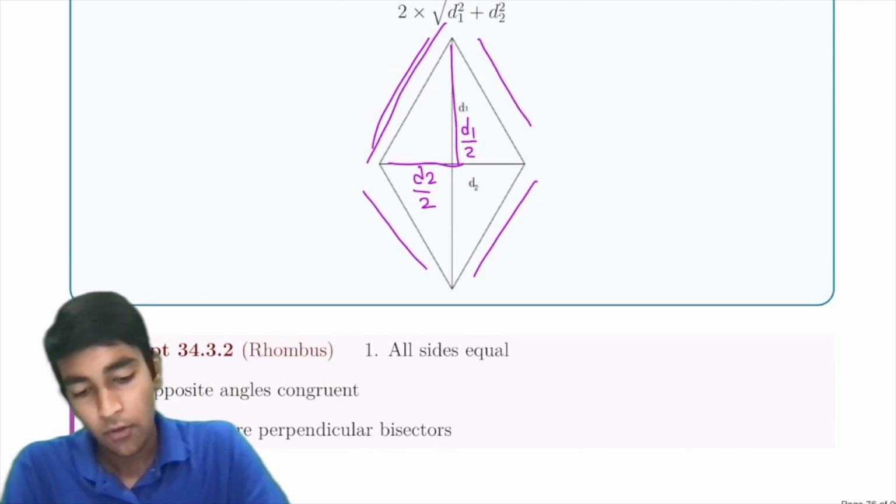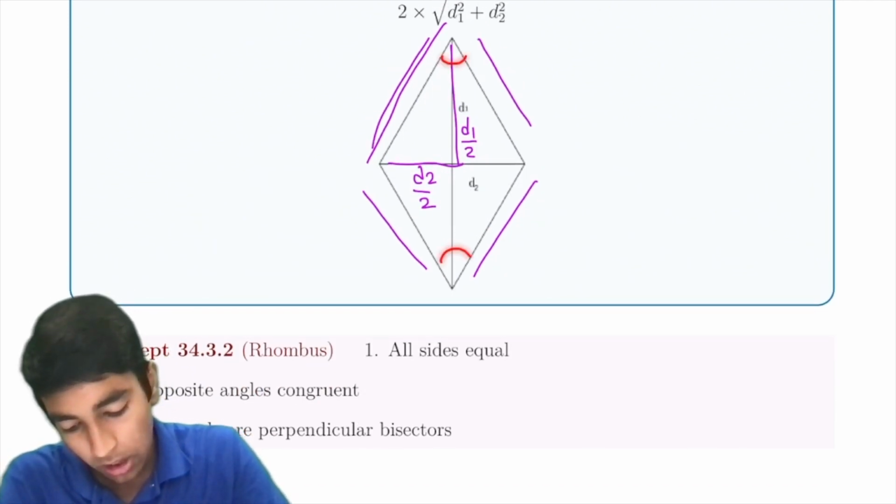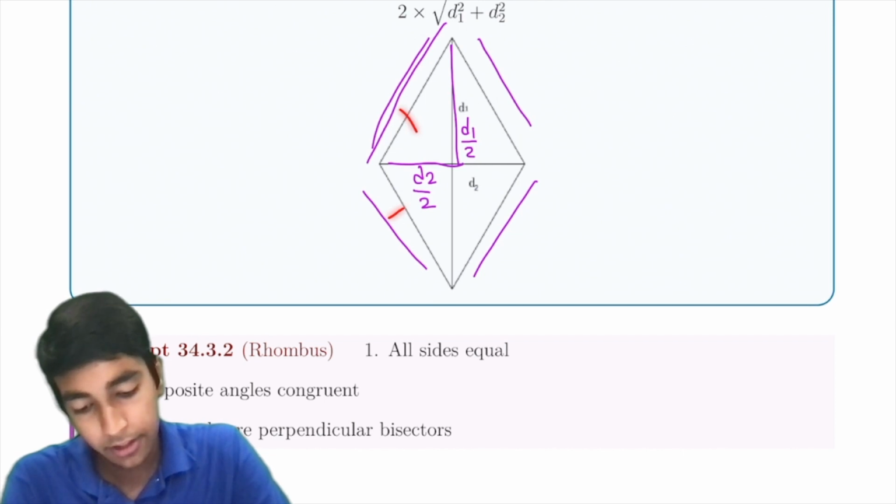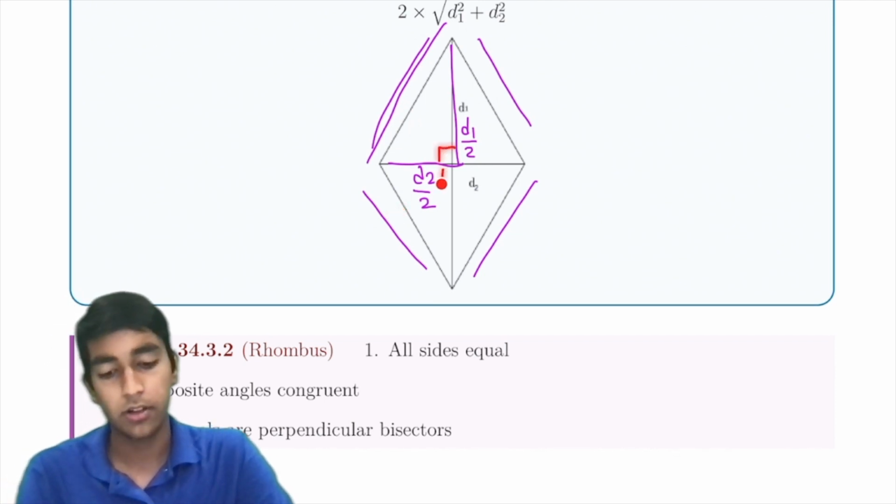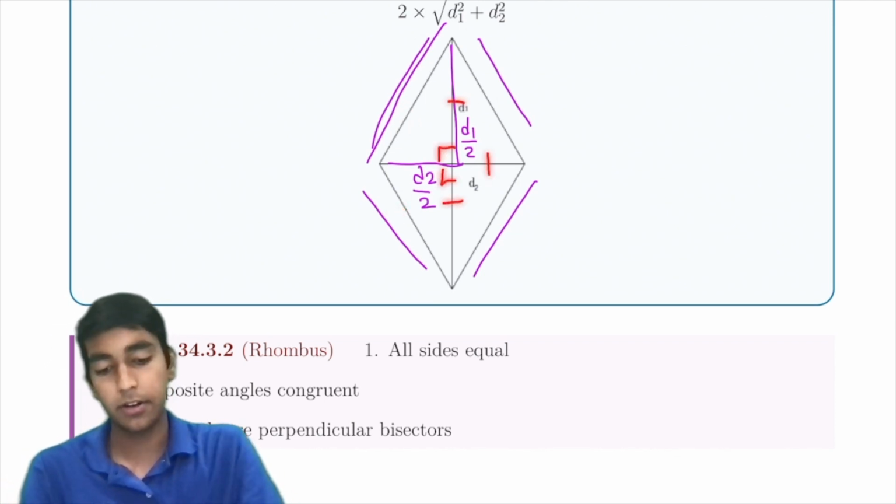And the main thing for rhombuses is that the opposite angles are equal, and all the sides are equal, and the diagonals are perpendicular bisectors. So they bisect and are perpendicular.